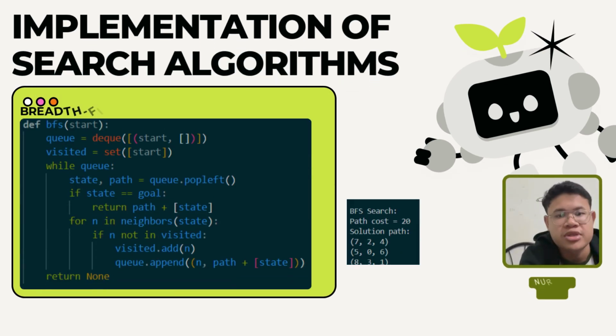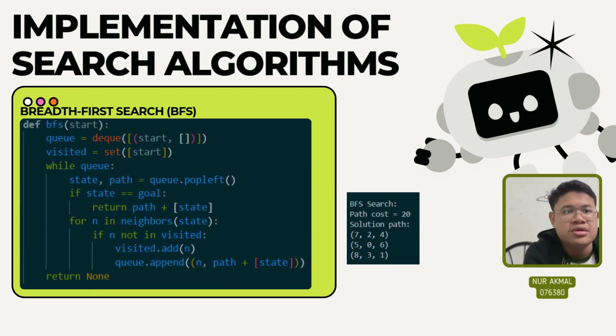Let's continue with this slide. Here is a simple implementation of the breadth first search algorithm in Python. We start by defining the function BFS, where the queue keeps track of states to explore, and the visited set prevents revisiting nodes. Inside the loop, we pop the first element from the queue, that is our current state and path.